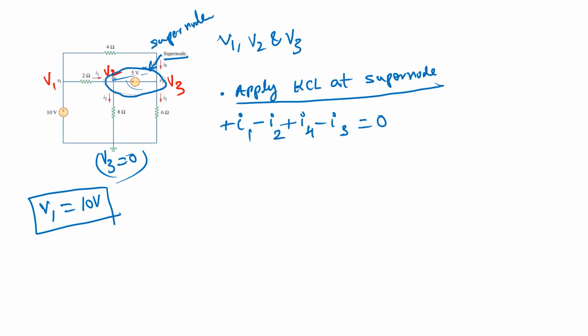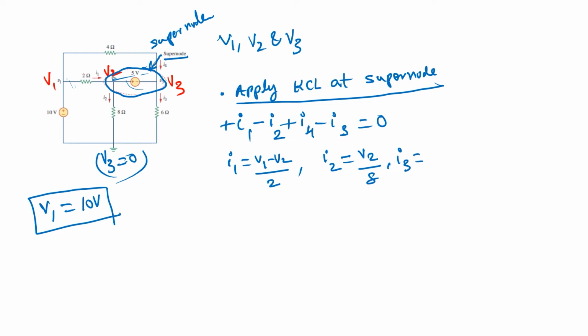What is I1? I1 is connected between V1 and V2, so I1 is equal to (V1 minus V2) by 2. Then I2: I2 is connected between V2 and V3. V3 is 0, so I2 is equal to V2 by 8.